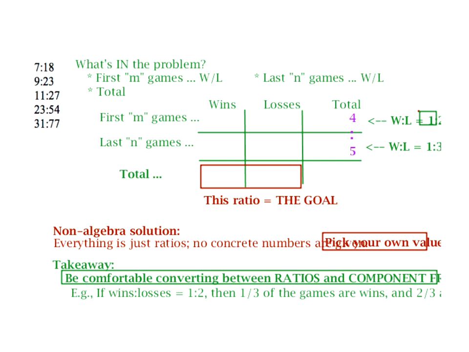So in the first row, the wins here are 1/3 of the total. Not the total, but the total for that row, and then 2/3 of the total for the losses. A 1-to-3 ratio means that these are 1/4 of your total, and 3/4 of your total.